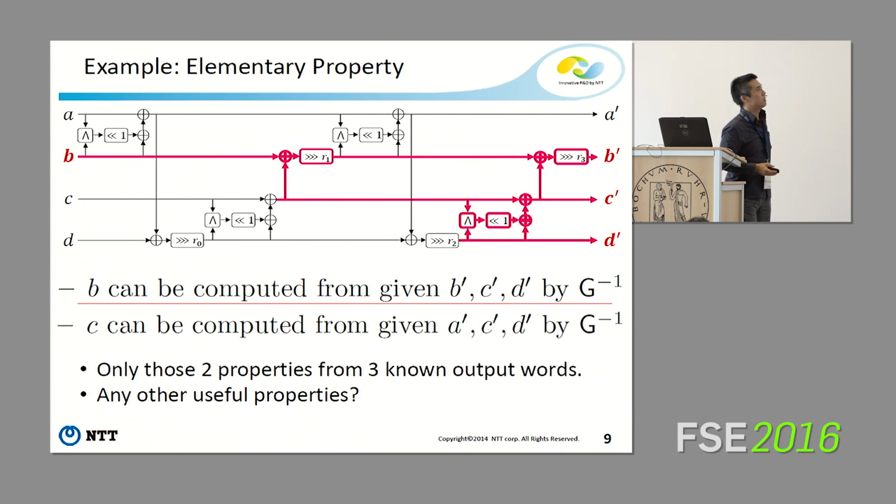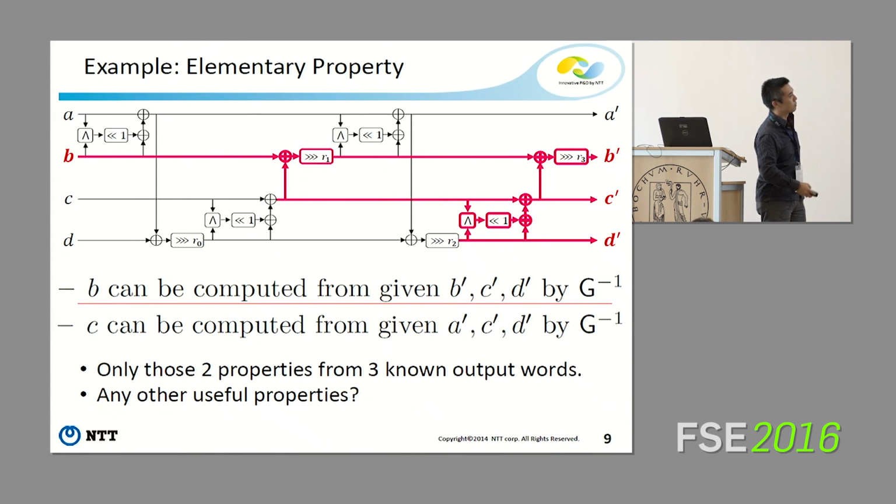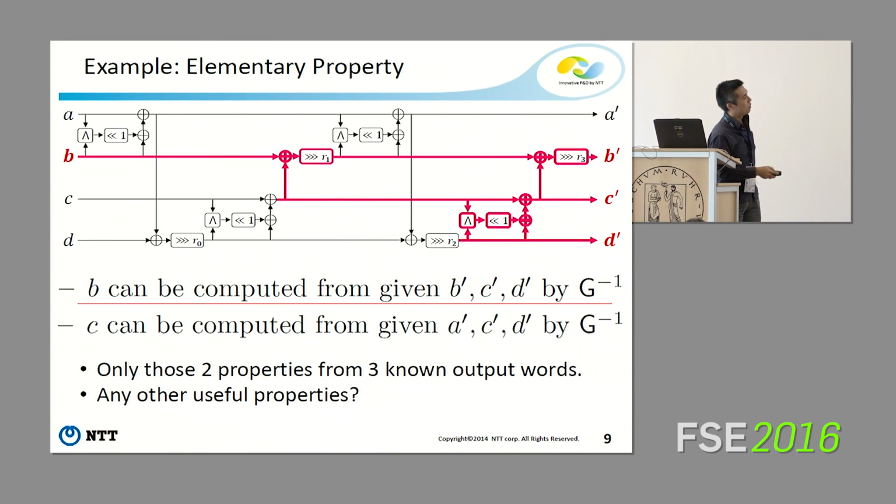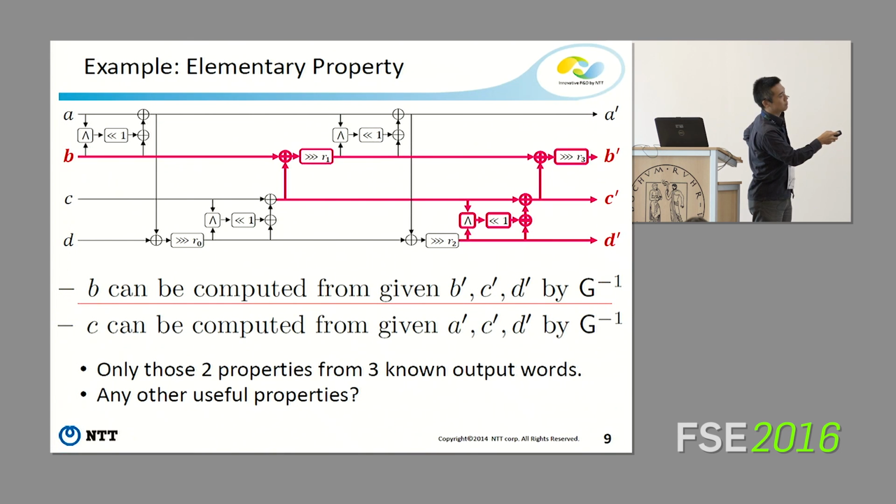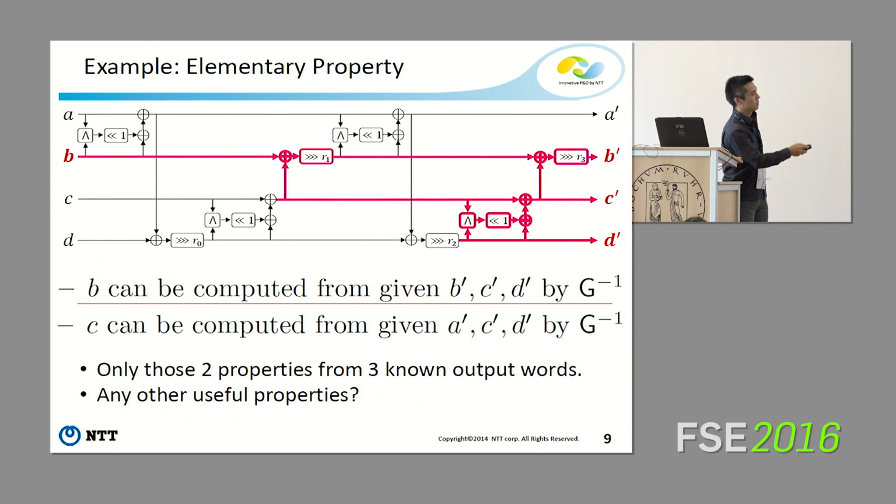So this is an example of a really basic property. Suppose that B', C', and D' are known. I mean, three branches are known. Then you can immediately compute B very simply. Or, I don't have figures, but C can be computed from given A', C', D'. Now actually for the word-level analysis, only those two properties can be obtained. But the question is, do any other useful properties exist?